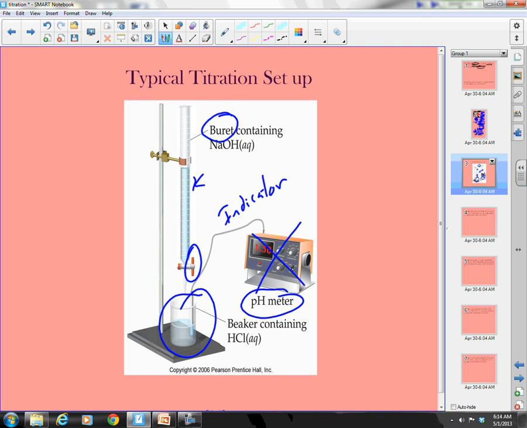You take your initial reading here. You start adding dropwise to your acid until it changes color, and then you read the final reading, and that's how you get your amount of base added.